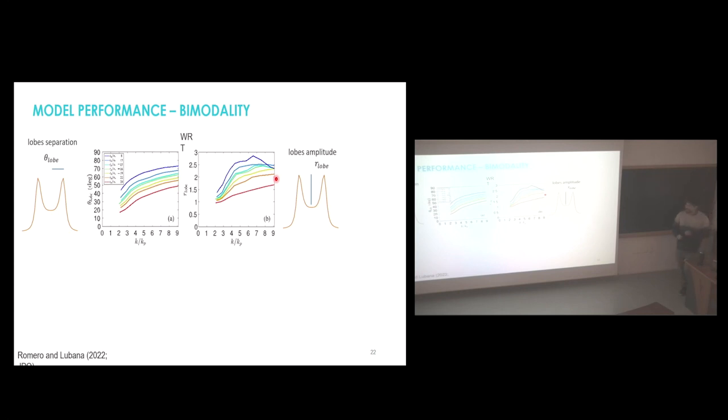So to characterize the bimodality, you can use two parameters. You can use the amplitude of the lobes, so it's how high they are relative to the center. And you can also use the separation in theta of those lobes. And here they are plotted as a function of the wave number. Separation is on the left, the magnitude is on the right, color-coded by the wave age.